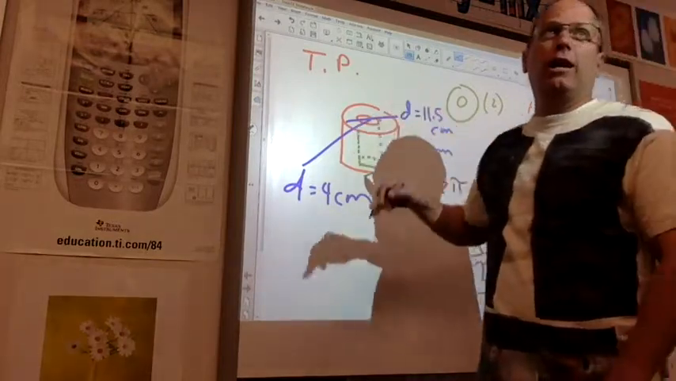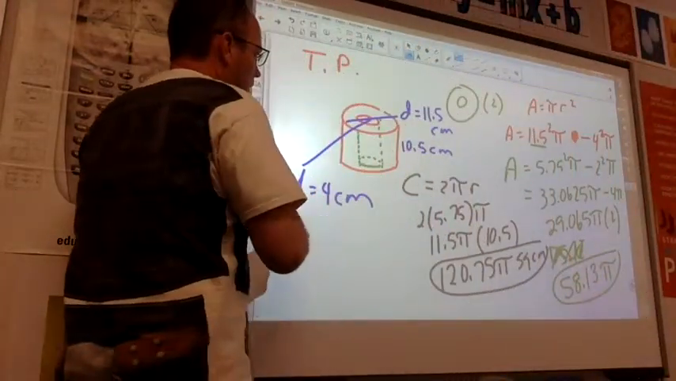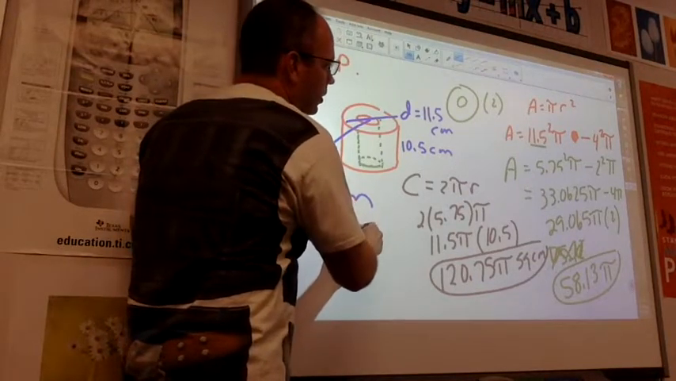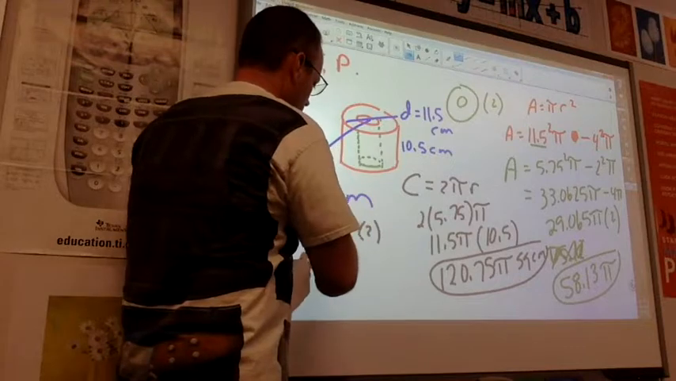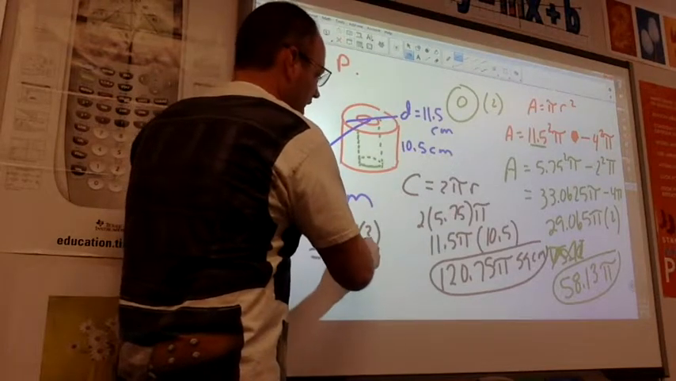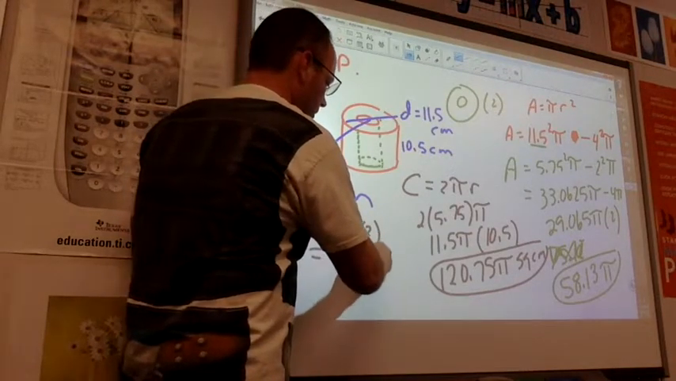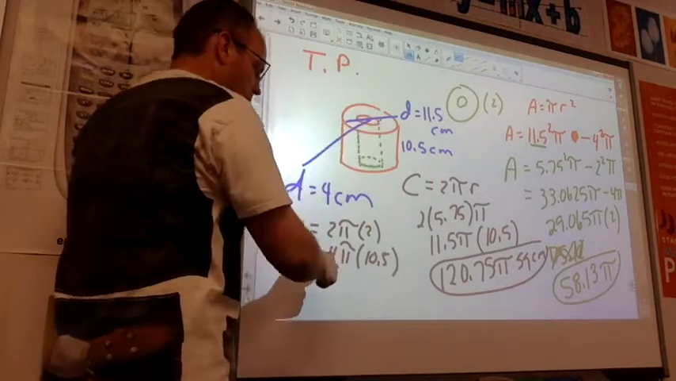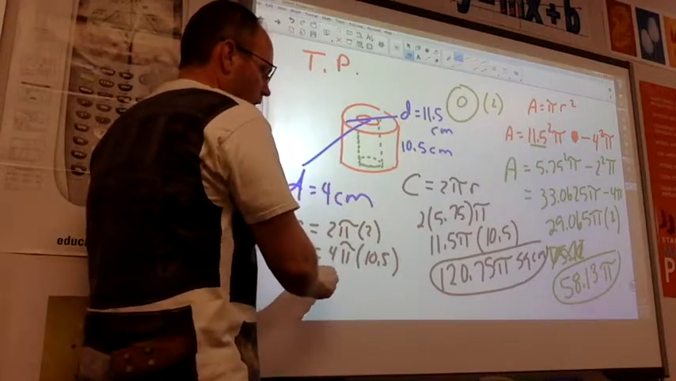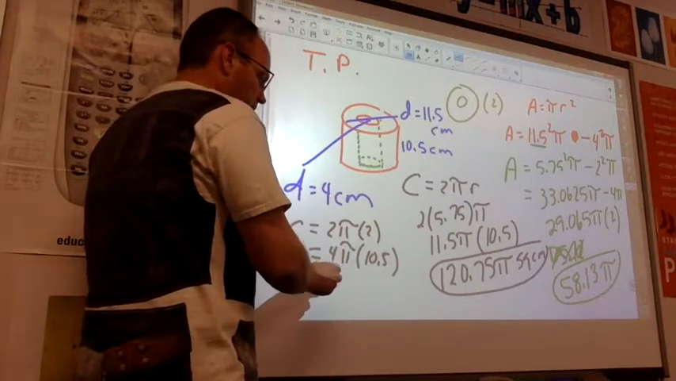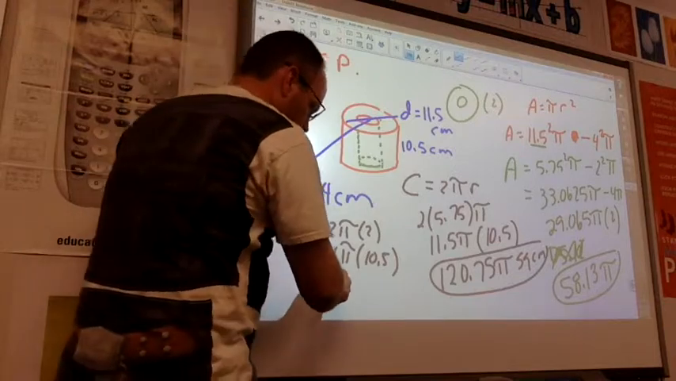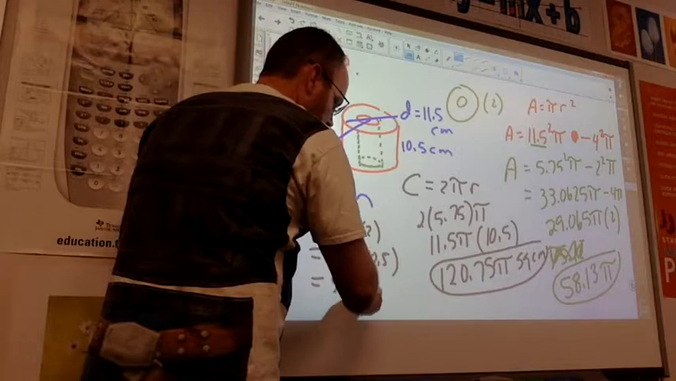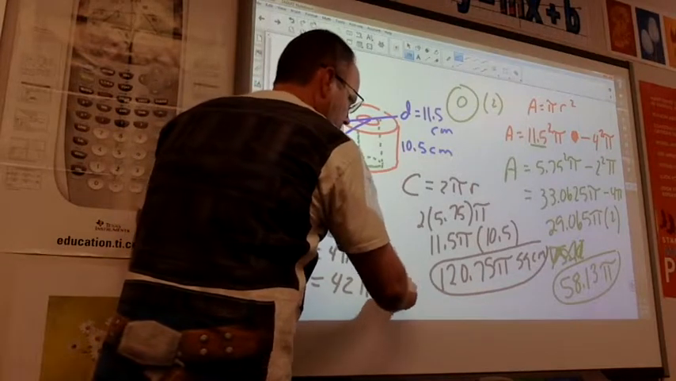The lateral area of the inside is going to be 10.5 times the circumference of the little circle. C equals 2 times pi times 2, so that's 4 pi times 10.5. What is 4 times 10.5? 42 exactly. 42 pi.